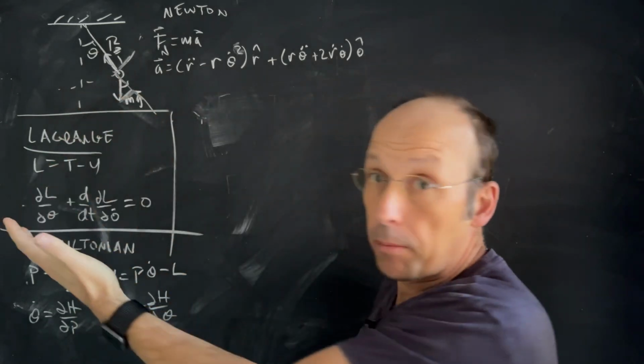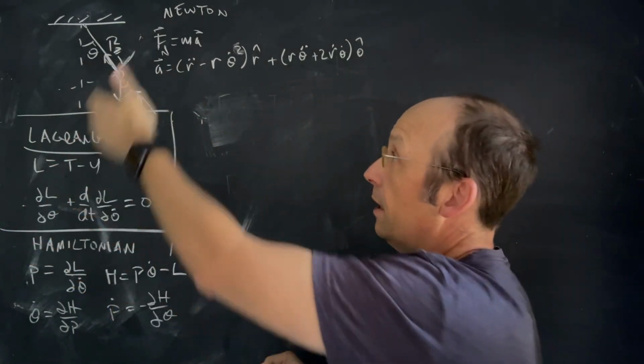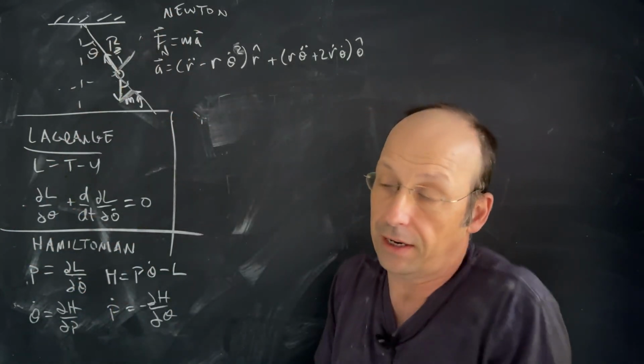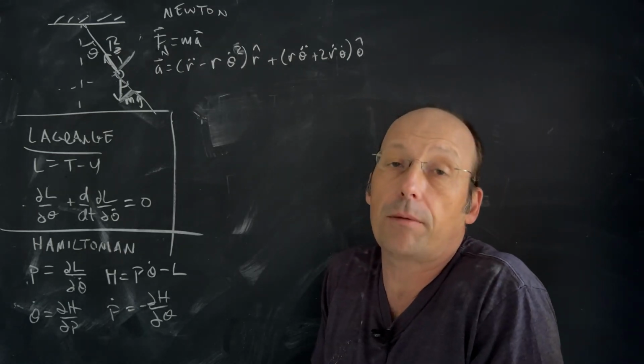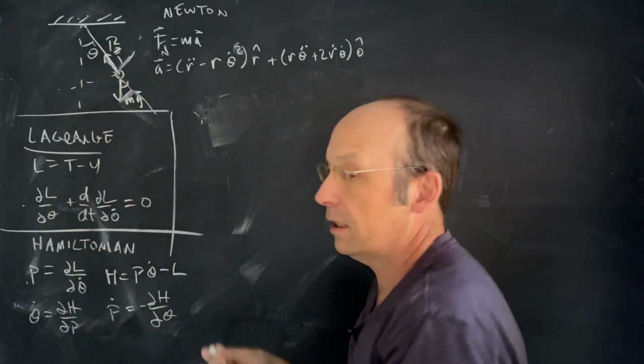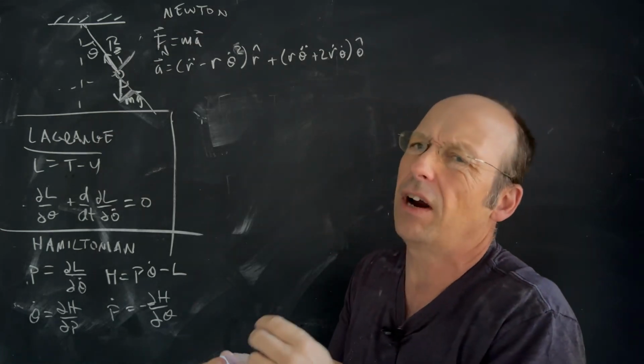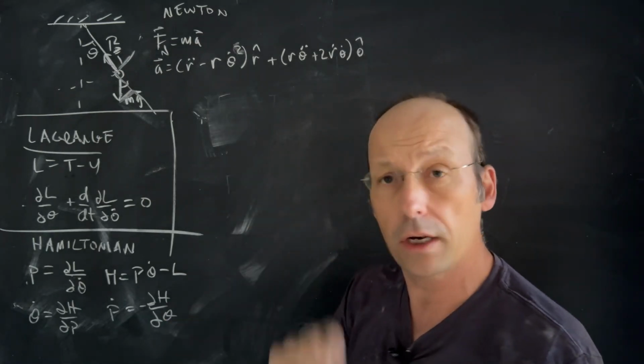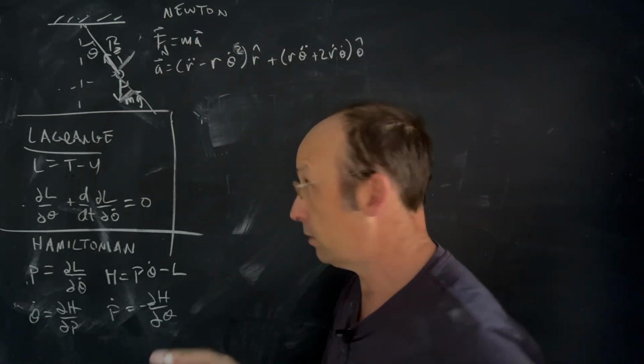Now, we do have a problem here. What's our generalized coordinate? It seems obvious that we're going to use theta. I mean, that completely describes the system. But then, how do I get the kinetic energy in polar coordinates? Now, you could just say, it's easy, right? And I get it, it's easy. But we're going to do it the full way, because I respect you.